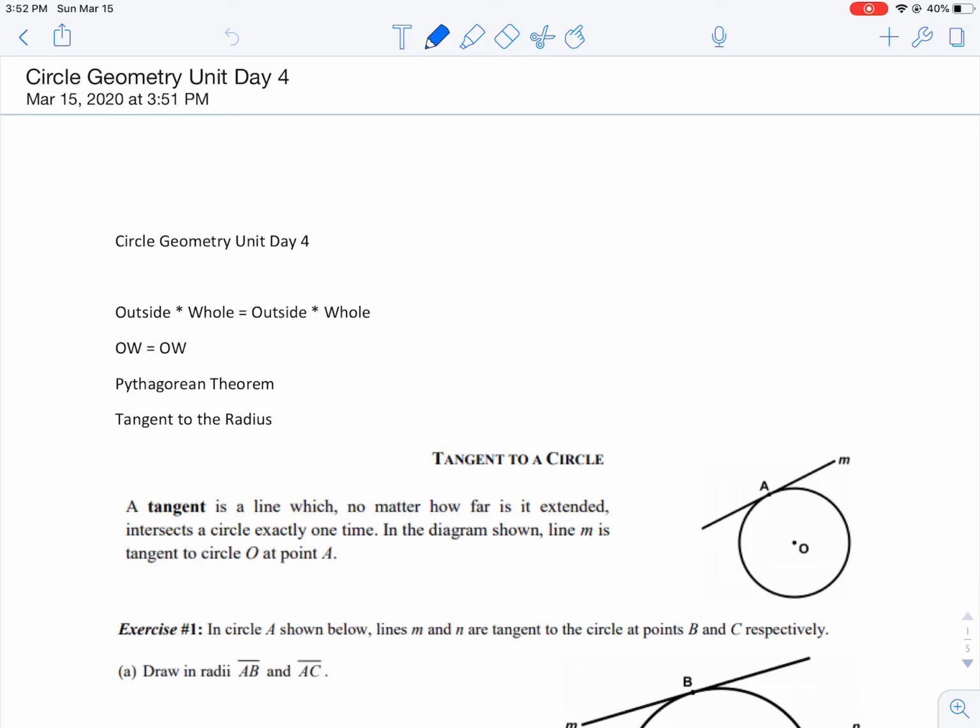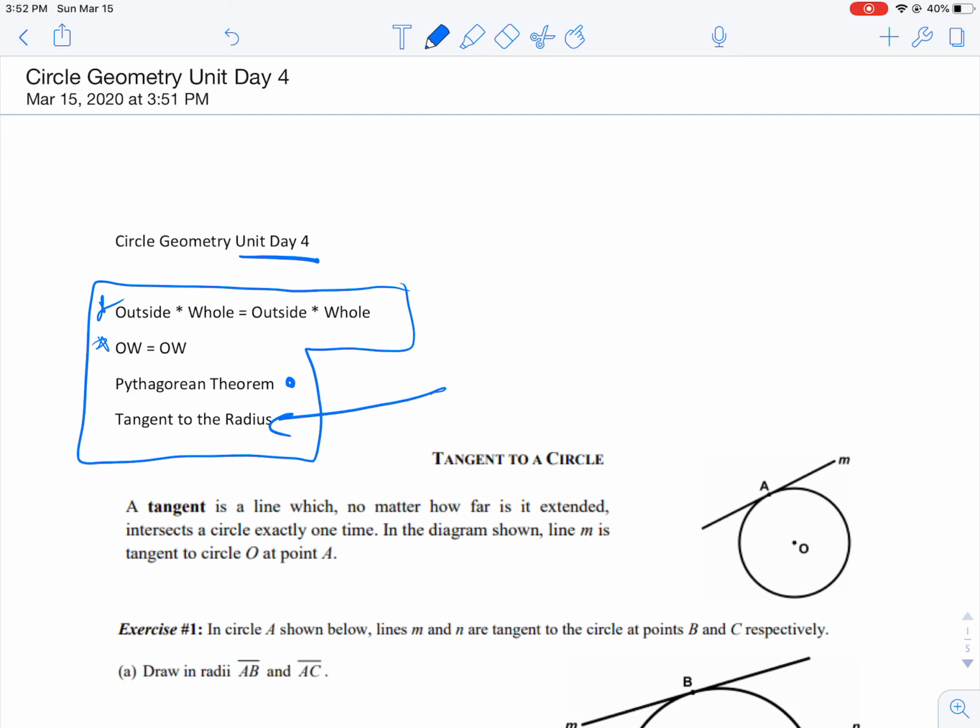Okay, kids, this is Circle Geometry Unit Day 4. Here are some things that we're going to become familiar with throughout this unit. Outside times the whole is equal to outside times the whole. I think we saw a little bit of that. No, we did not. That is a different part. We have not seen this yet, and we have not seen this yet, but we do know what this is. We've seen Pythagorean theorem. And this is where we're going for the beginning of the lesson.